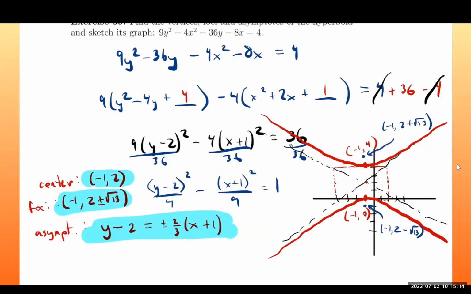So that is it. We have our asymptotes, we have our foci, and our center. And we have our sketch. And that is the end of this section.